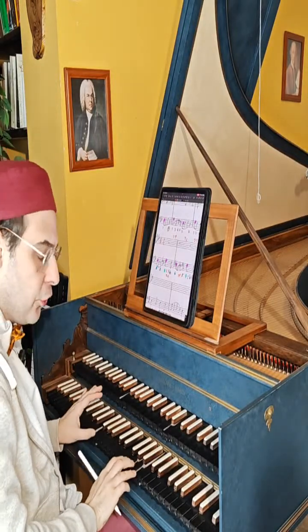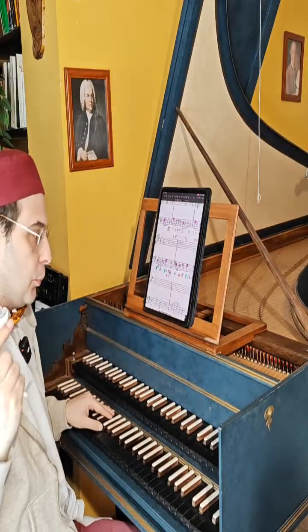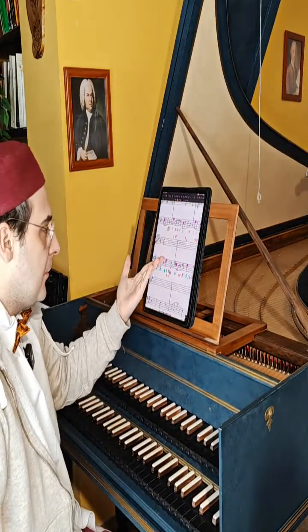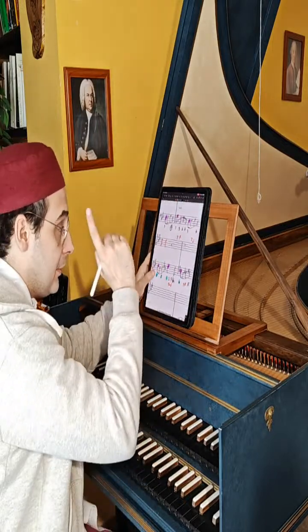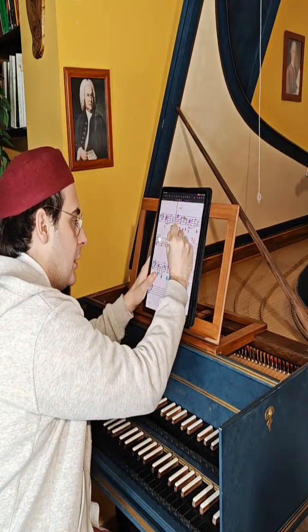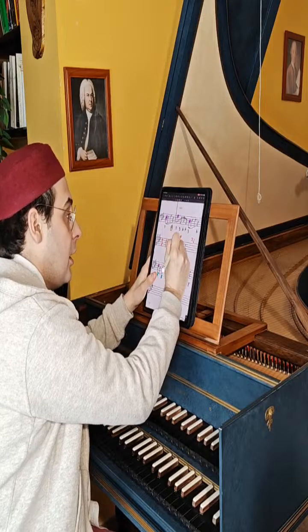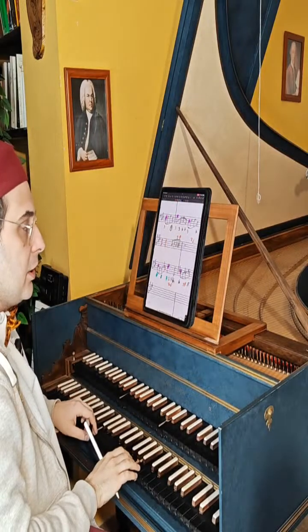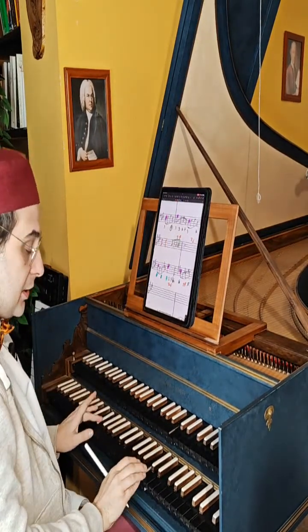2, 3, 4 with the natural means that you put the natural on the 4th. B is a B flat, should be a B flat, but thanks to our natural, it becomes a B natural. So pam pam pam pam pam. 3, 2, 3, 4, 6.